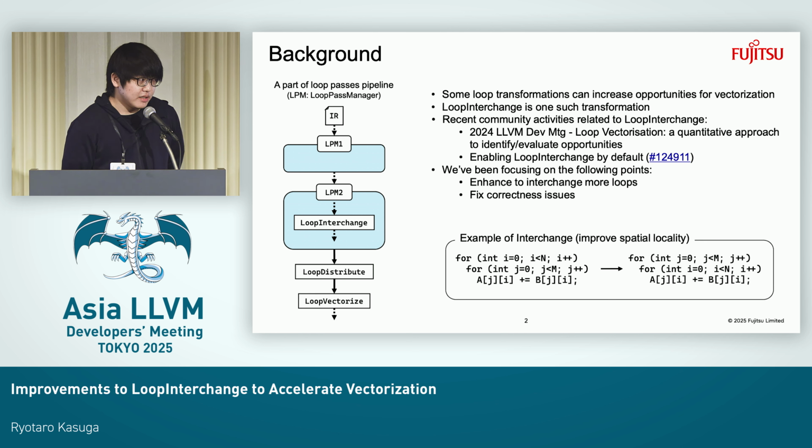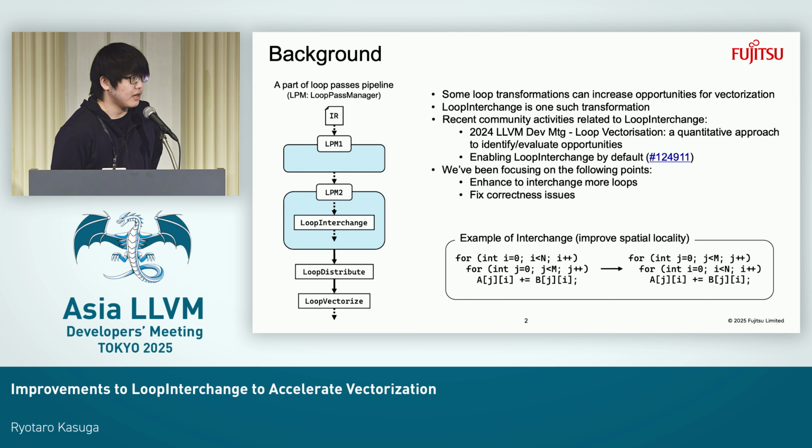LoopInterchange is implemented in the pass named LoopInterchange in LLVM, and the pass itself has existed for about 10 years, but it is disabled by default. Recently, there is an activity in the community to enable it by default, so if you are interested, please refer to the link. But in this talk, I will talk about how to increase the opportunities of vectorization by utilizing LoopInterchange.